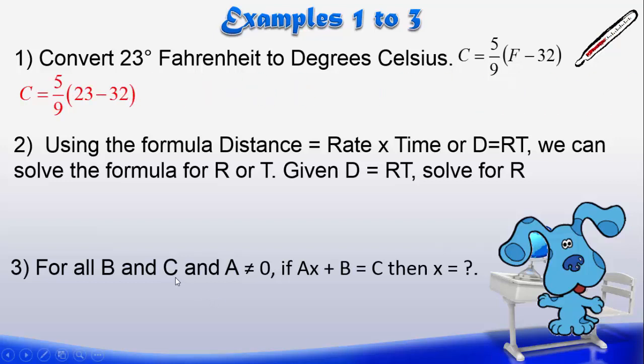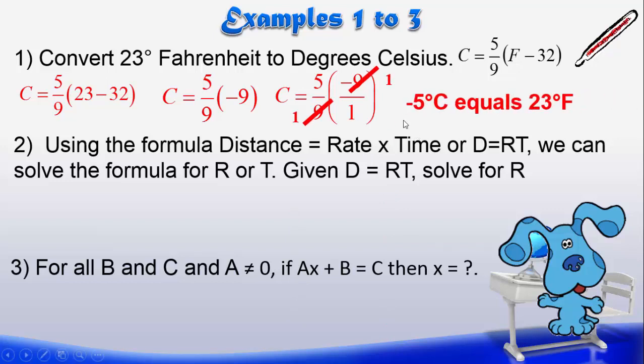So we have C is equal to 5/9, and the Fahrenheit is 23 degrees, and we have to subtract that from 32 degrees. Then we find that C is equal to 5/9 times -9. We put -9/1 to make the solving of the fraction easier, and we find that this is equal to -5 degrees centigrade, which is the same thing as 23 degrees Fahrenheit.